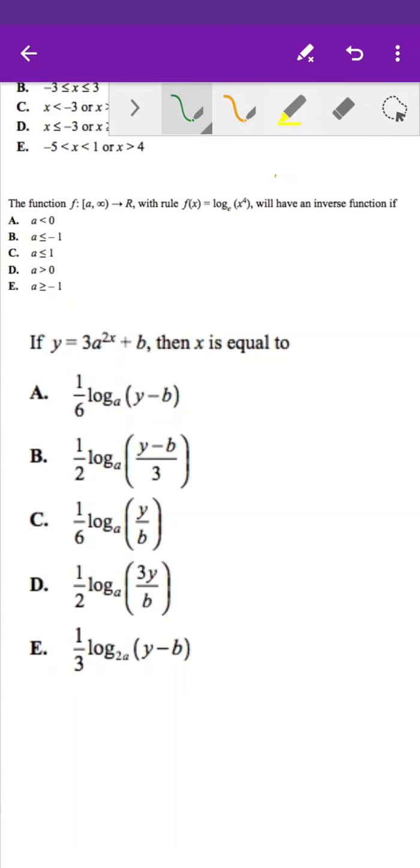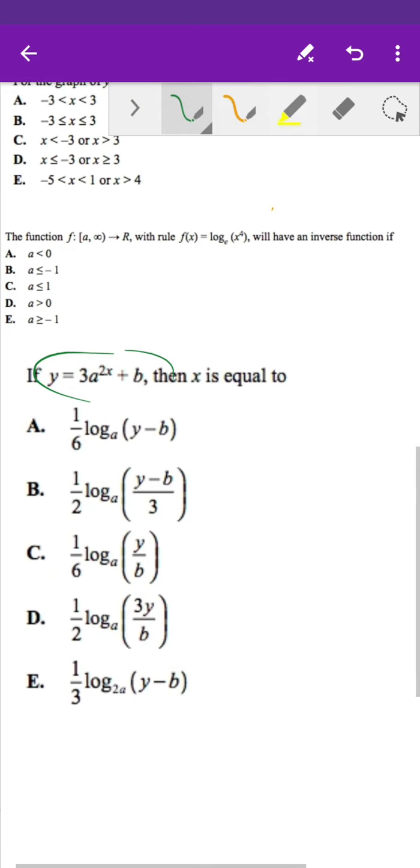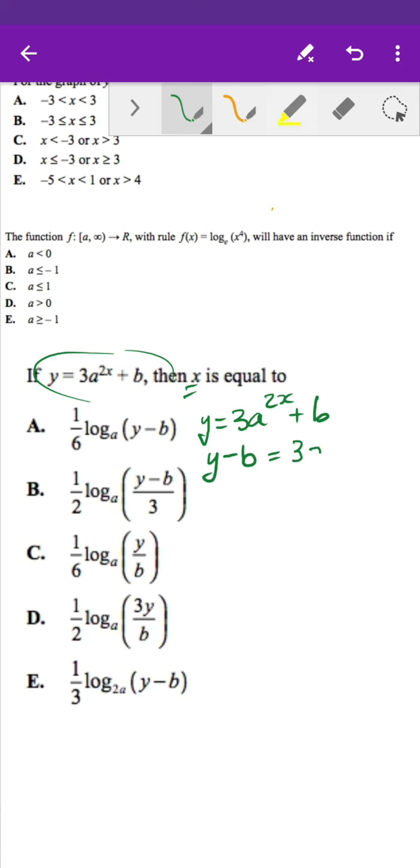Okay, so let's start at the bottom question. Now y equals 3 and we want to get x equals. So let's write the equation down and take the plus b across to be a minus b. Take the times 3 across to be divide 3.